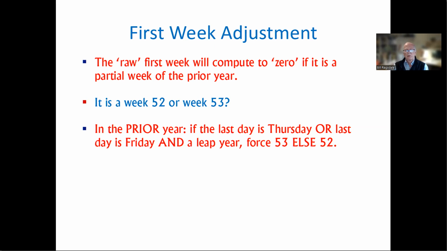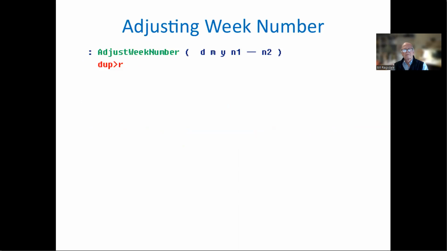There's a couple of different ways to calculate this. This one is the most obvious. So we're looking at the last couple of days of the year, and we're finding out should that last week be a 52 or a 53. So this is the calculation that's done.